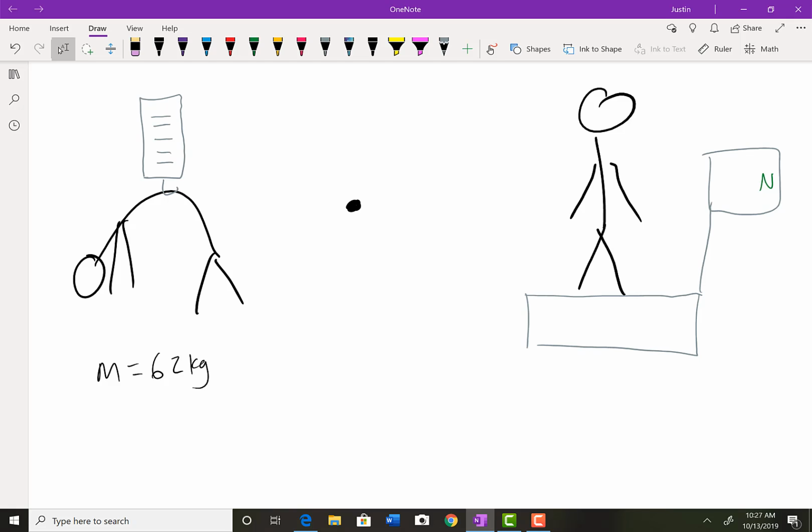We have some person over here. They're hanging from a spring scale, and then here they're standing on your typical bathroom scale. And we are going to find out what the spring scale and the bathroom scale would read. I'm going to start with the spring scale. The person has a mass of 62 kilograms, by the way.